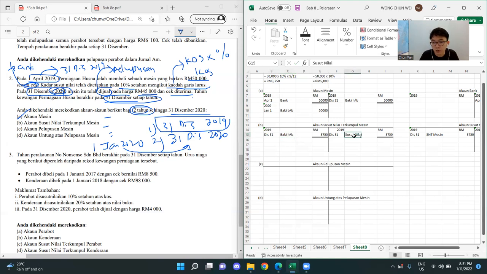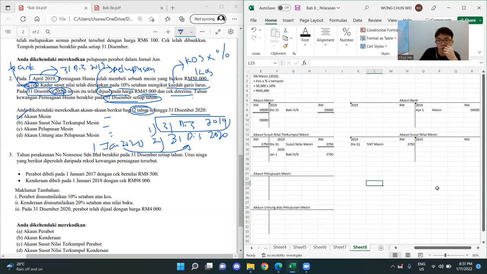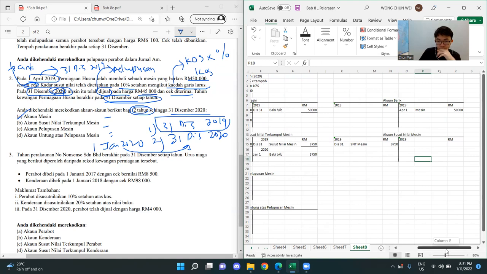By the way, this one you write susut nilai machine. So HB, BB will go to the other side. Same thing, HB from here, you come here. HB here, then BB will be here. Baki BB 2020, January 1st. Same figure, 3,750. So this one I don't need to show, this one is just working. So make sure here is correct.